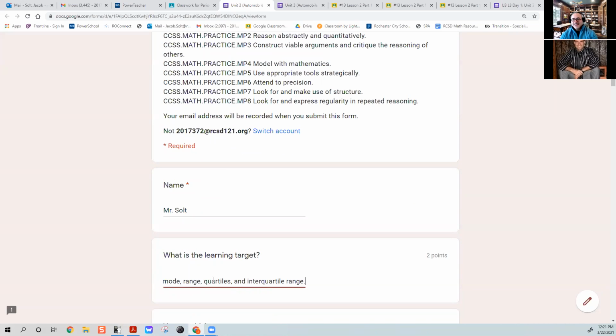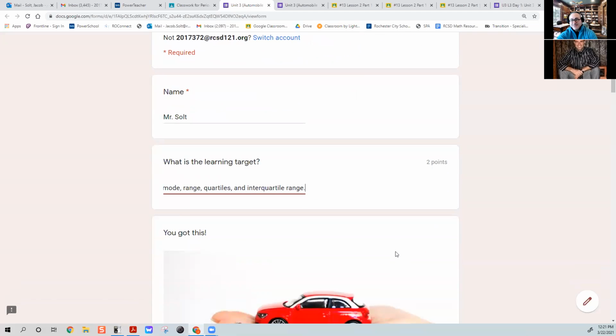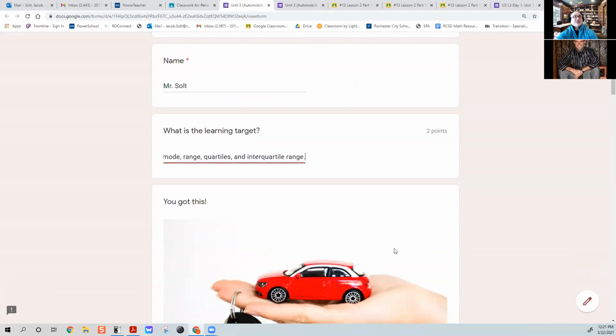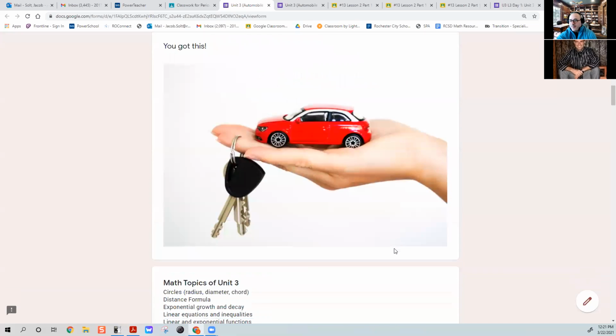You could also say, I can compute mean, median, and mode, and that'd be fine too, if you'd rather just type that. You don't need all of that right now, because mean, median is what we're going to primarily be focusing on today. The mean and the median.